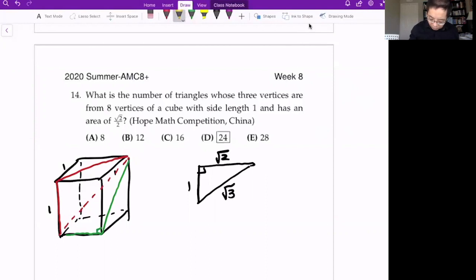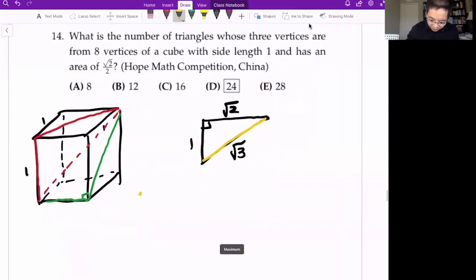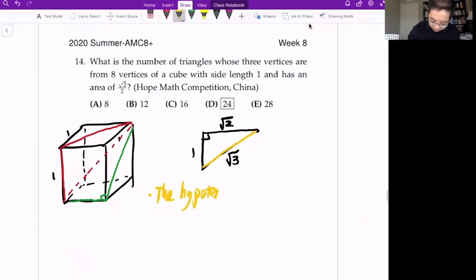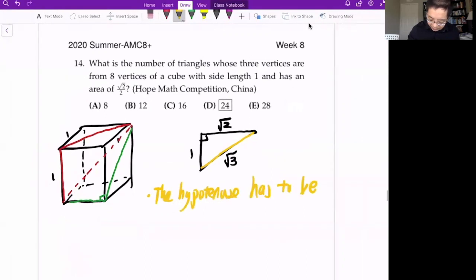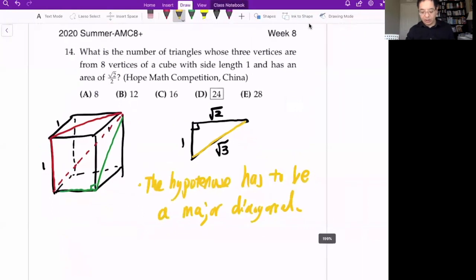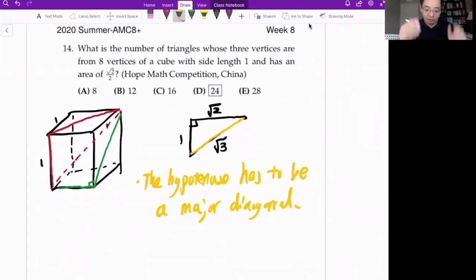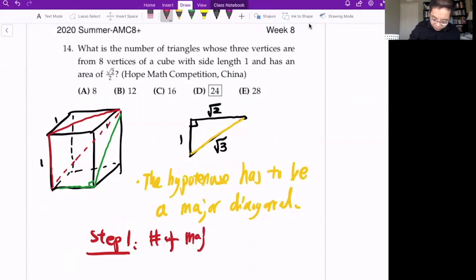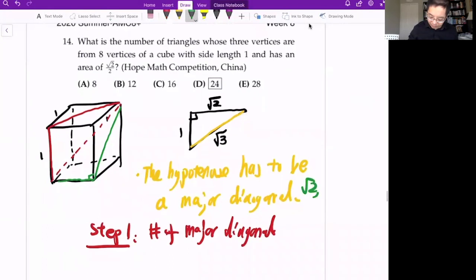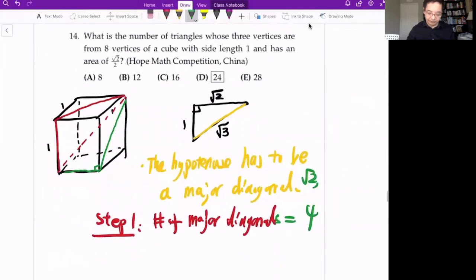So what we do is focus on the hypotenuse, because the hypotenuse has to be a main diagonal. All right, so how many main diagonals do we have? We have 4, right? So step 1, the number of main diagonals. Well, we know the main diagonal length is the square root of 3, and the number of main diagonals is 4, clearly. And then we figure out, after you fix a main diagonal, how many such triangles can be formed using that one as a hypotenuse, right?